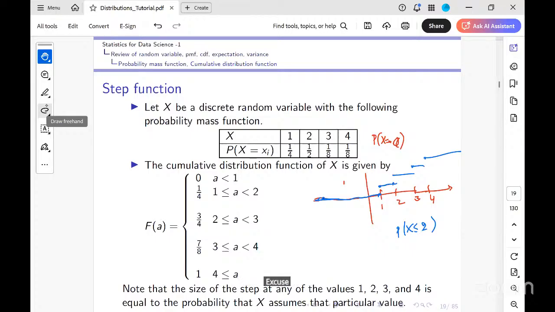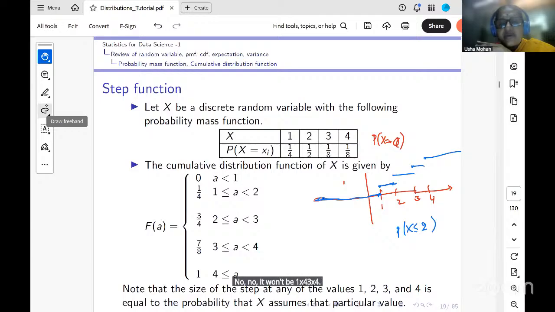Ma'am, if we write the probability of X less than or equal to 3, we will write 1 by 4 plus 3 by 4? No, it won't be 1 by 4 plus 3 by 4. Less than or equal to 3 is 1 by 4 plus 1 by 2 plus 1 by 8, which is 7 by 8.